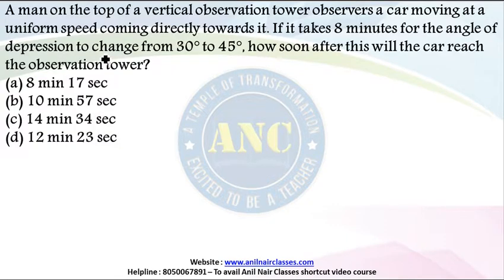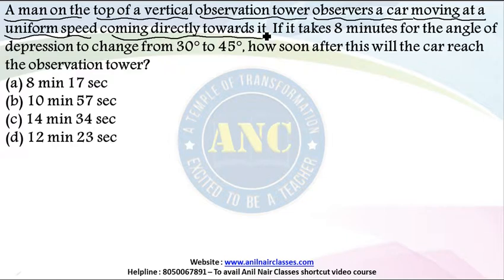Next question. Again, it's a very, very beautiful question, sir. Listen to this question very carefully. Your question is: a man on the top of a vertical observation tower observes a car moving at a uniform speed coming directly towards it. That means, can I say that there is a vertical tower? Let us do statement by statement. There is a vertical tower which I will name as AB.